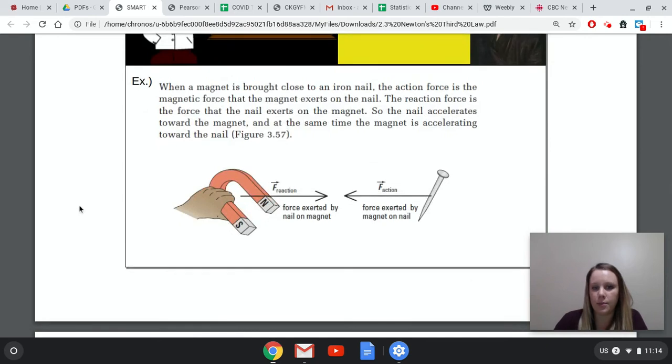A magnet brought close to a nail. So the force of the magnet on the nail is the action force, but the nail is in fact exerting a force on the magnet as well. You see this when you have really, really powerful magnets and you bring them close to very large metal objects. Instead of the large object moving towards the magnet, you would see the magnet in your hand be pulled towards the large object.